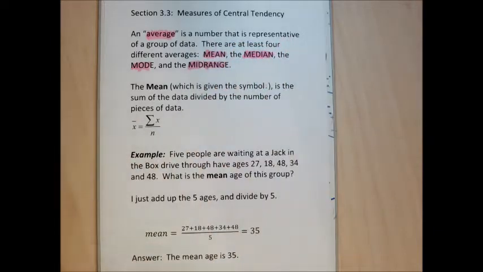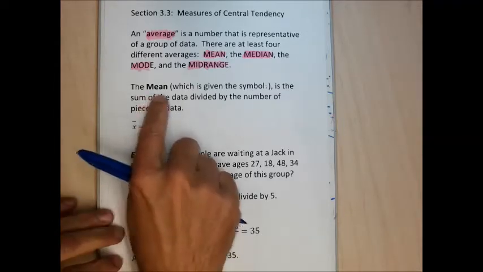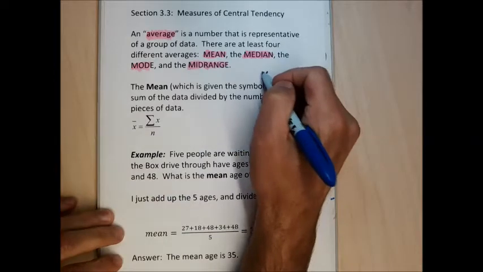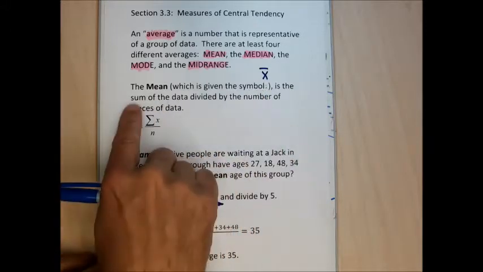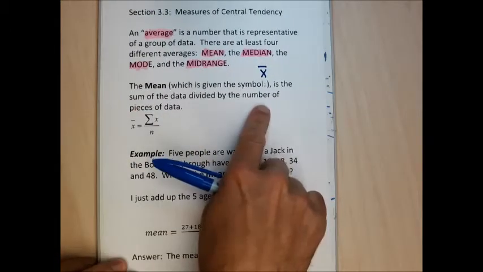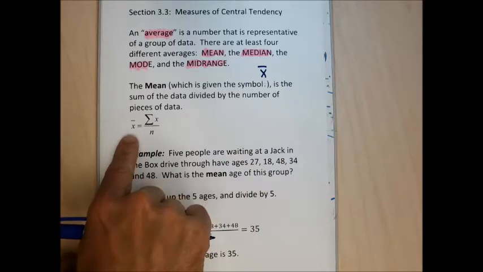And none of these are terribly hard to compute. So I'll talk about each and show an example of each. So the mean, which is given by the mathematical symbol x bar, an x with a bar over it, is the sum of the data divided by the number of data points. This is a really slick formula.